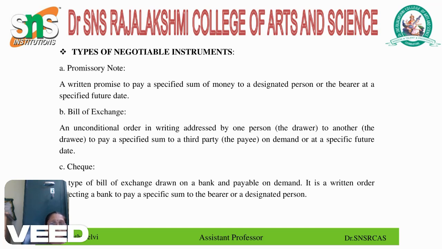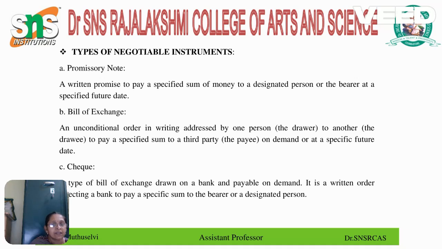Next, types of negotiable instrument. The first one is promissory notes. A promissory note is a written promise to pay a specified sum of money to a designated person or the bearer, or at a specified future date.